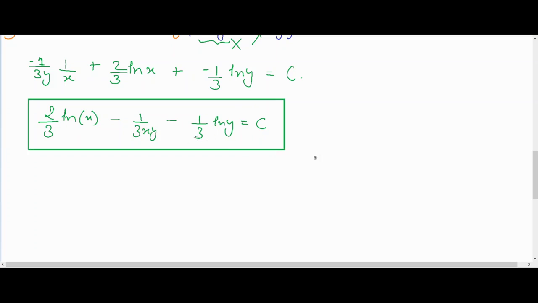You can try to simplify it or convert it into any other form, but yeah, this is actually the final solution of our differential equation, and in the next video we will try to go over the derivation of this rule number 3.